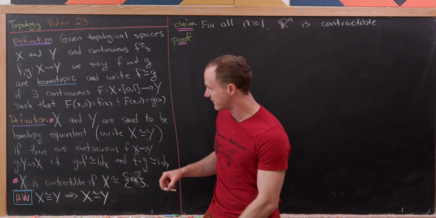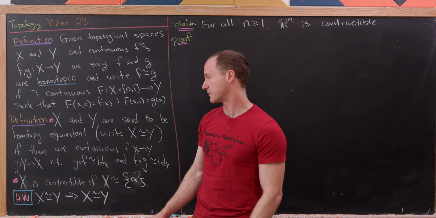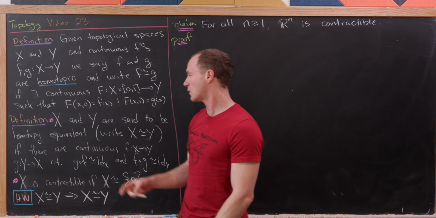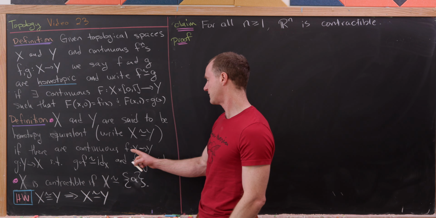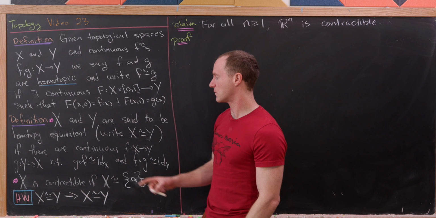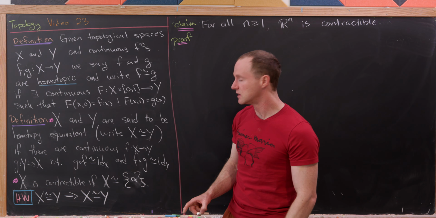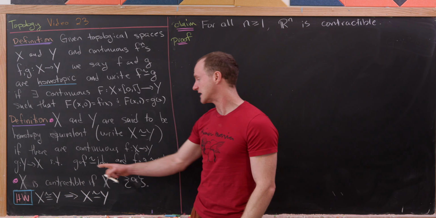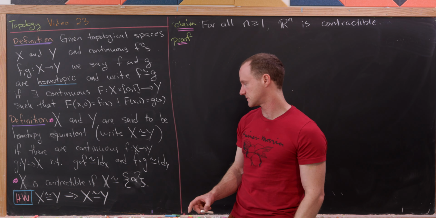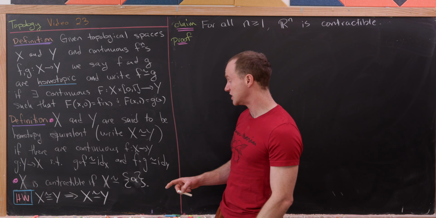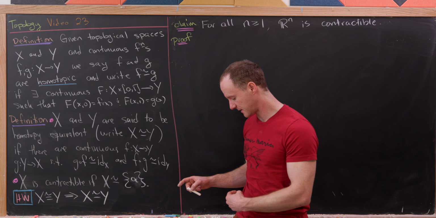All right, so our new definition is the notion of two topological spaces being homotopy equivalent. So X and Y are said to be homotopy equivalent if there are two continuous functions, f from X to Y and g from Y to X, so that f composed with g, notice that goes from X to X, is homotopic to the identity function on X. And then f composed with g is homotopic to the identity function on Y.